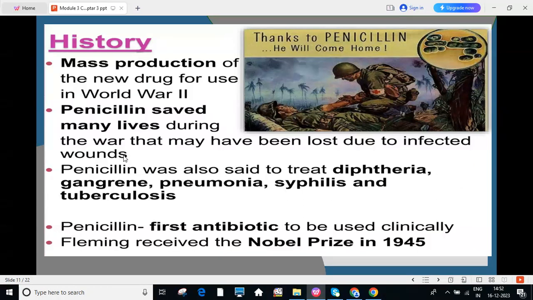Mass production of the new drug began for use in World War II. Penicillin saved many lives during the war that may have been lost due to infected wounds. Penicillin was also said to treat diphtheria, gangrene, pneumonia, syphilis, and tuberculosis. So, penicillin was the first antibiotic to be used clinically. Fleming received the Nobel Prize in 1945.